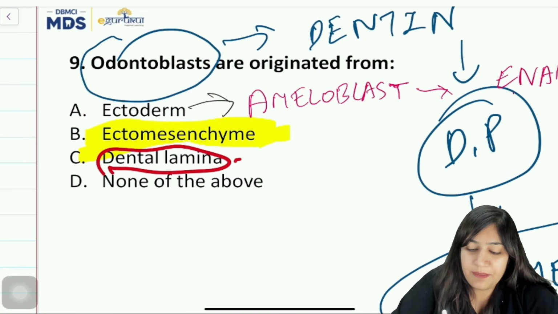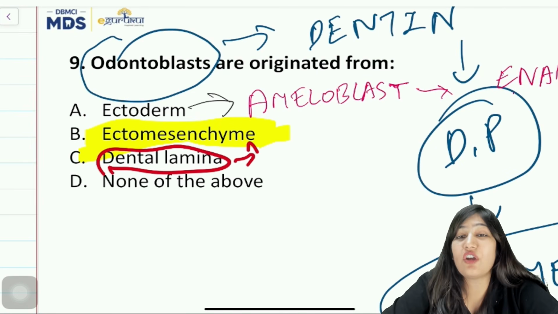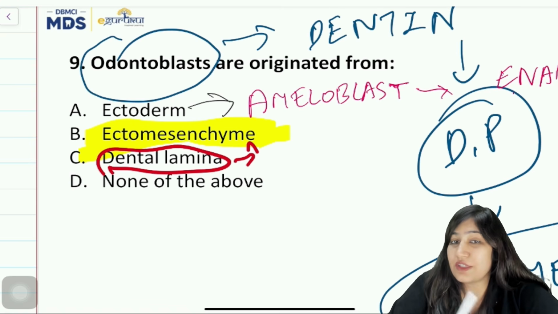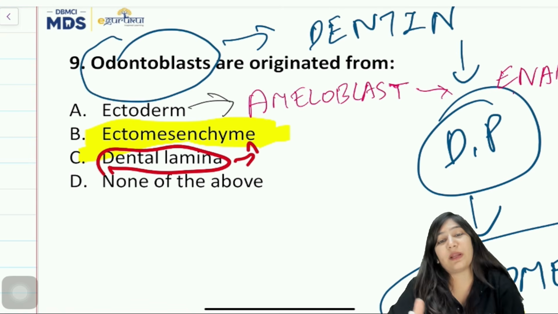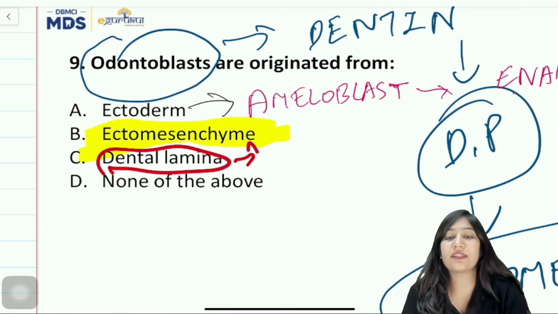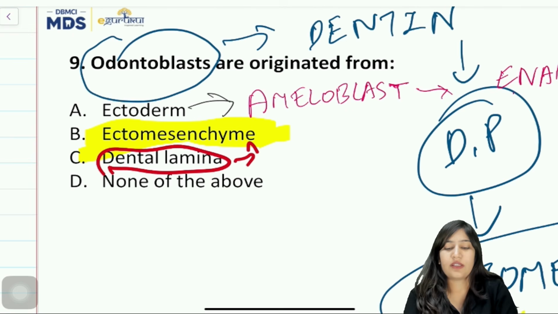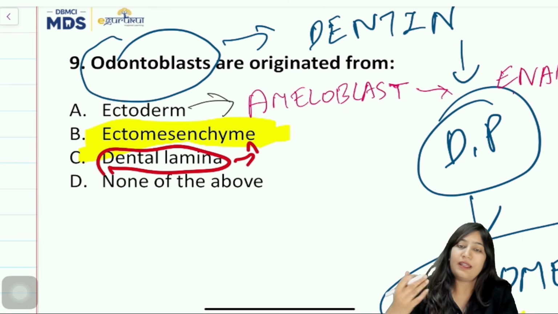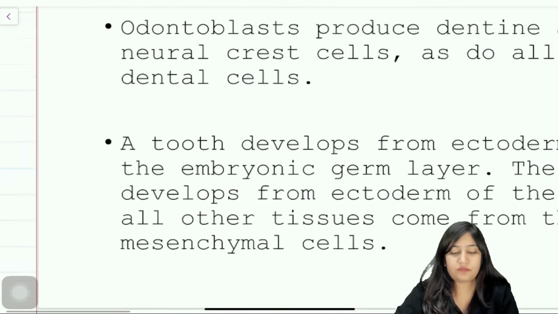Dental lamina is mainly involved in the formation of tooth, right? Deciduous tooth as well as permanent tooth. Permanent tooth, it can be succedaneous tooth or non-succedaneous tooth. So here, coming to the question, odontoblasts are mainly derived from ectomesenchyme.